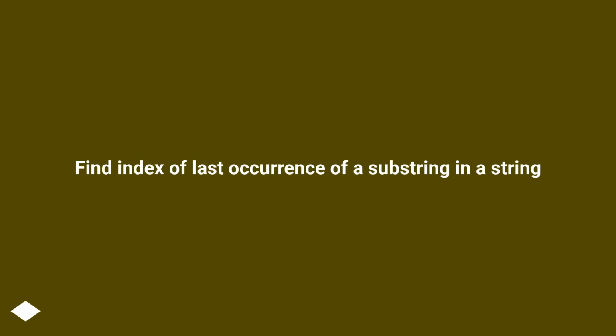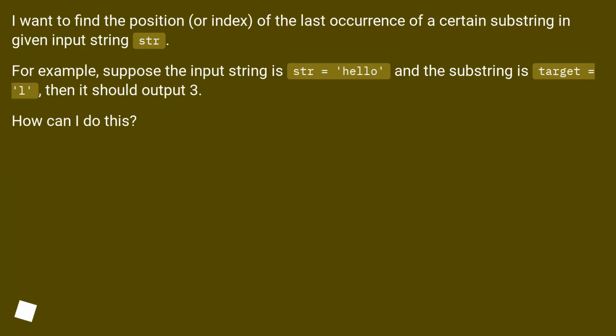Find index of last occurrence of a substring in a string. I want to find the position, or index, of the last occurrence of a certain substring in a given input string str. For example, suppose the input string is str = "hello" and the substring is target = "l", then it should output 3. How can I do this?